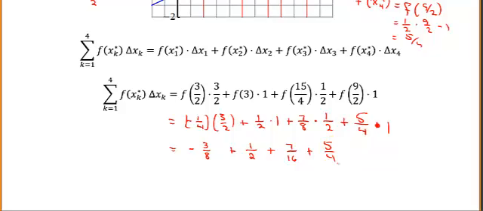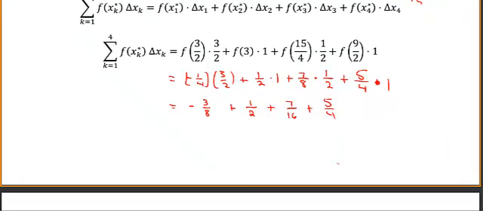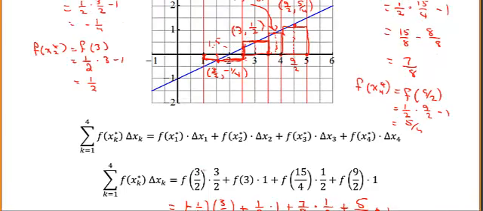And so now if I look at this, I believe that this turns out to be, if I get the common denominator of 16, I'll have negative 6/16 plus 8/16 plus 7/16, plus 20/16. And that's going to be 29/16. That would be the total area of all these rectangles.